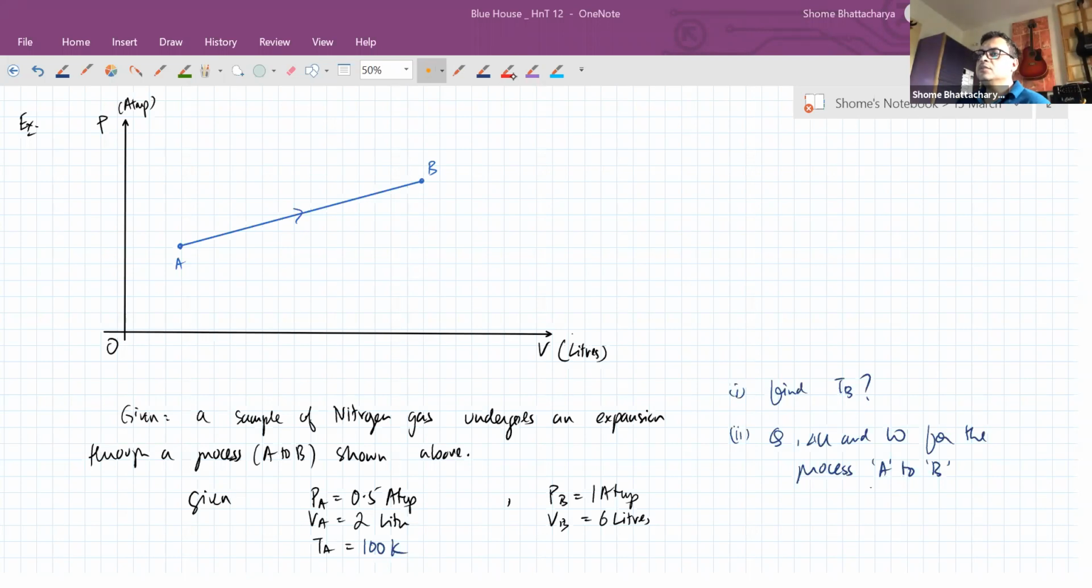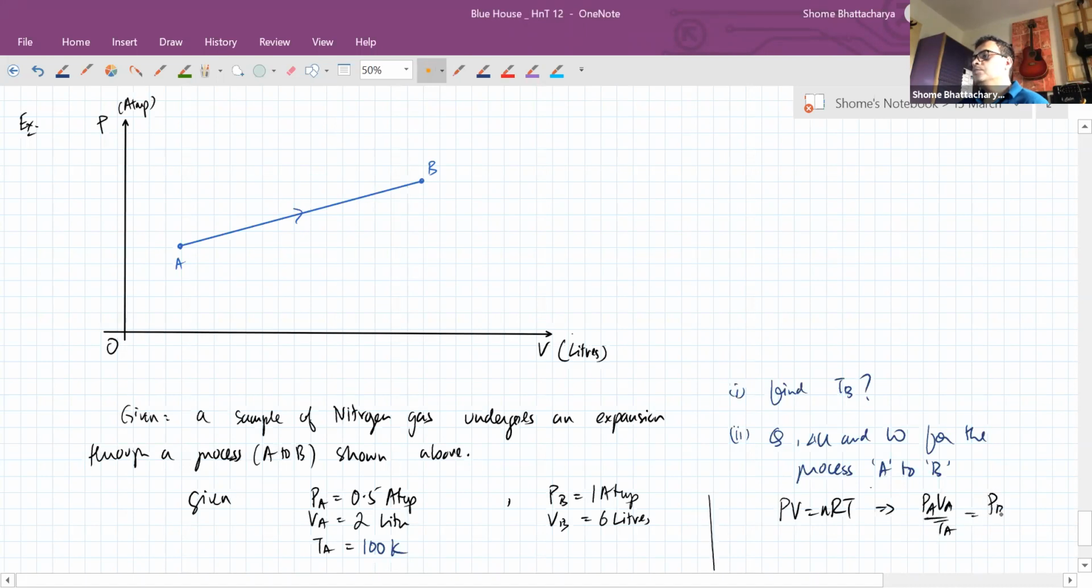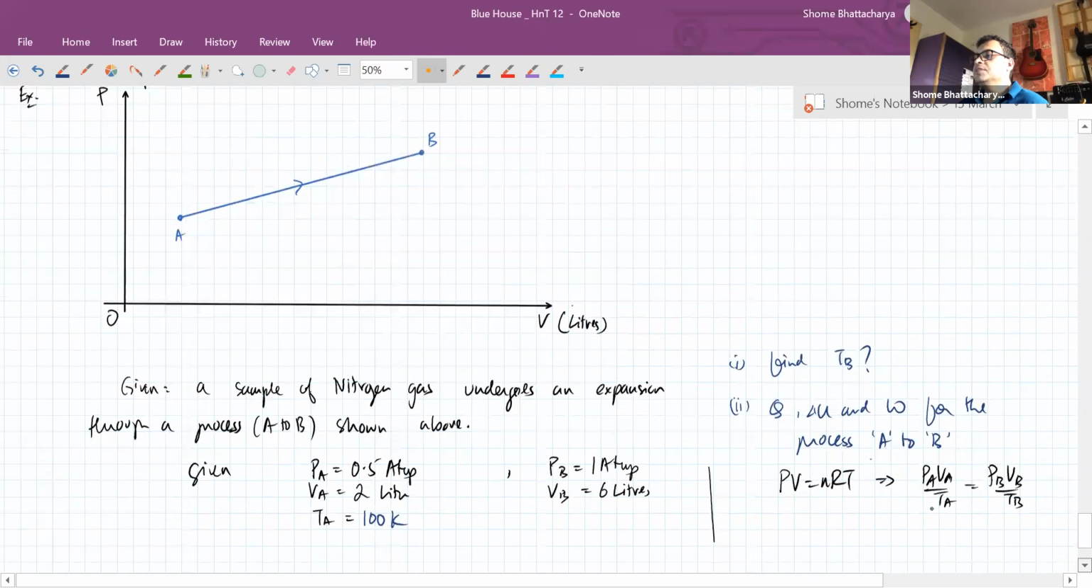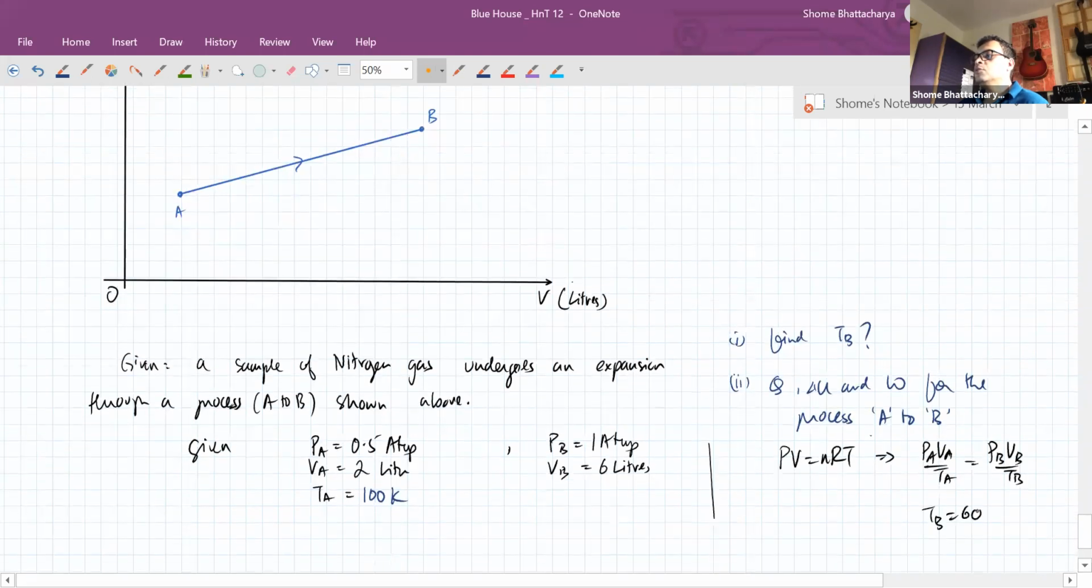So see, approaching any question, the first thing you should think about is how we can use equation of state. Okay. So PA upon TA is equal to PB upon TB. So from this you will get the temperature at the point B to come out to be 600 Kelvin.